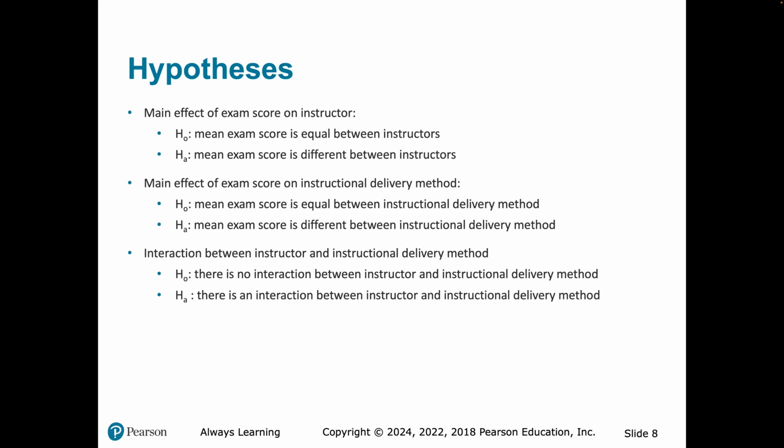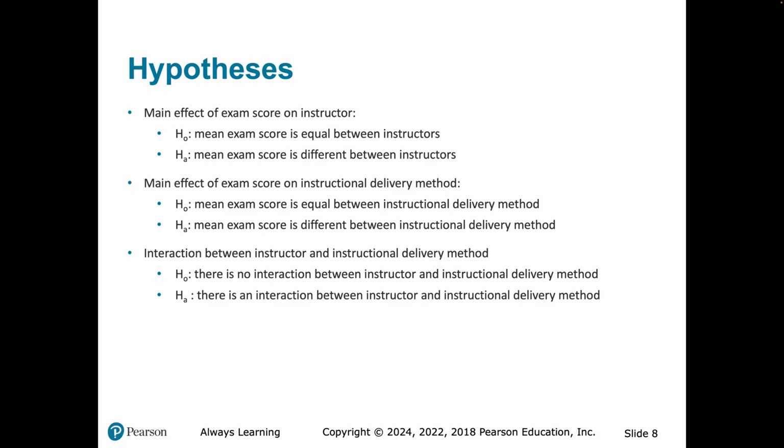In the context of the final exam score across instructor and instructional delivery, the null hypothesis for this would be that the mean score is equal across instructor A and instructor B. The alternative hypothesis would be the mean score is not equal, it's different between instructors A and B. The second main effect focuses solely on the instructional delivery. So the null is that the mean score is equal across face-to-face, hybrid, and online delivery. And the alternative would be that the mean score is different across at least one pair of instructional delivery methods.